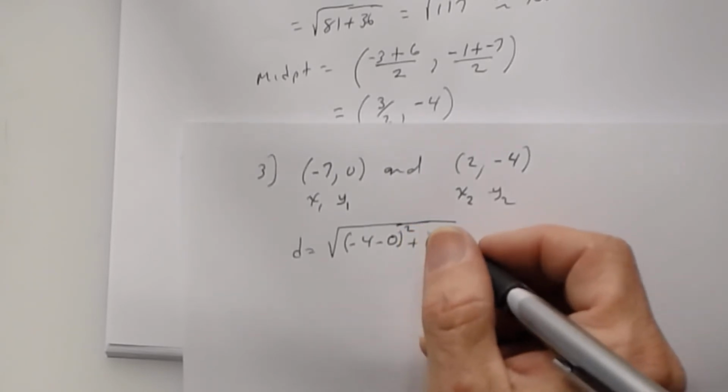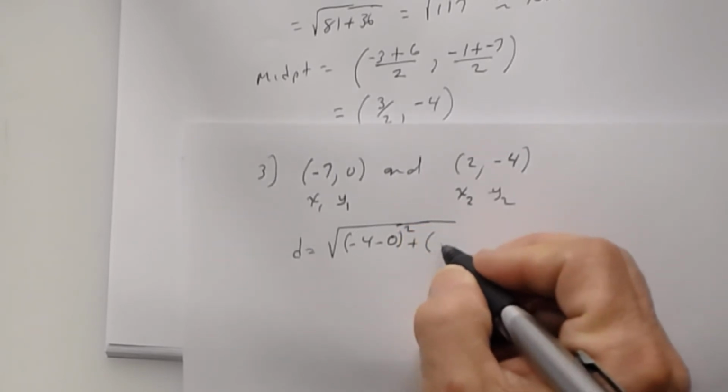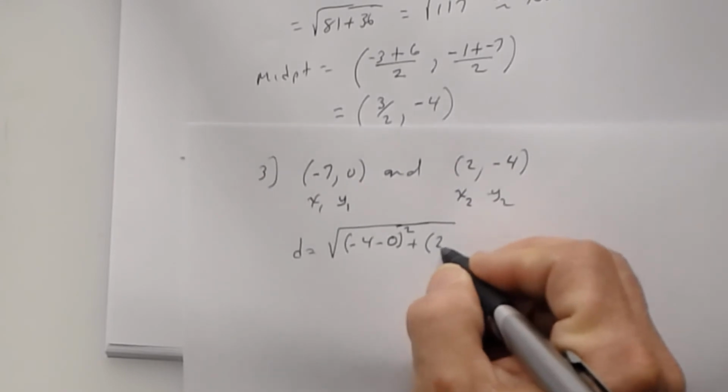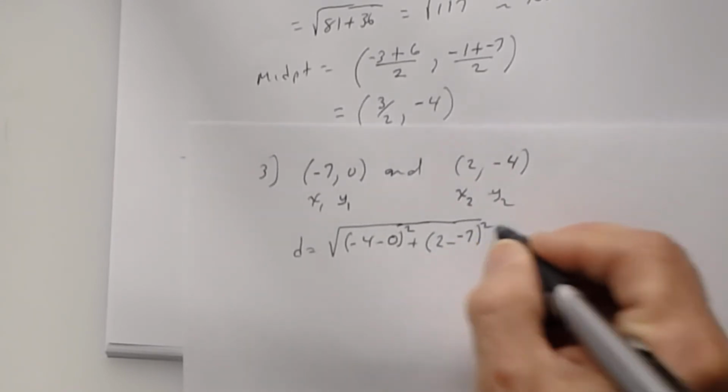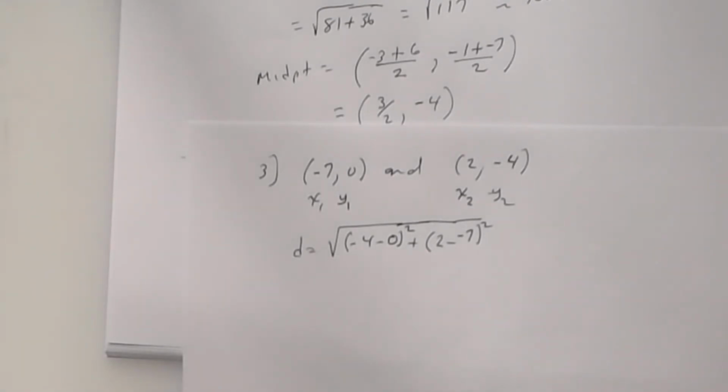Now we're going to subtract the x's from each other. 2 subtract what? -7, squared. It doesn't matter whether you do the x's first or the y's first, and the order in which you subtract doesn't matter either. The reason is because you're squaring them anyway. Remember we did slope a couple of semesters ago. The way in which you do the slopes does matter, but here it doesn't because you're squaring.